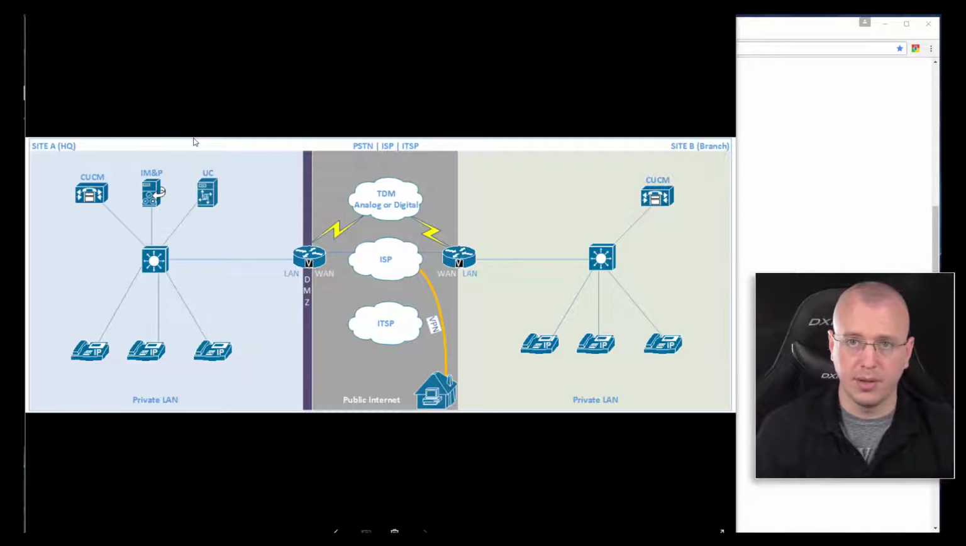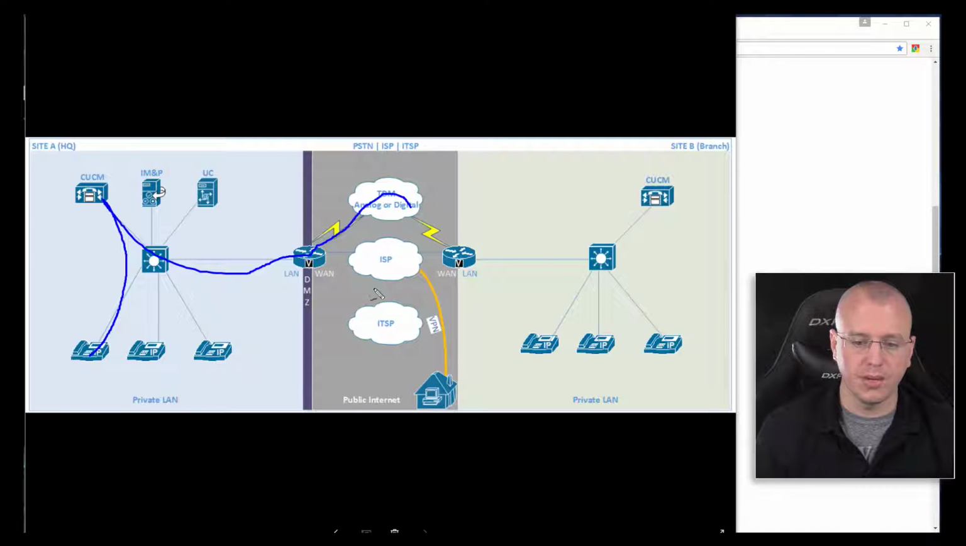But for our lab purposes, what we have been doing is we have a single site, and we initially set up our phones to get the dial plan information from CUCM, go to SIP trunk to Cube, and then it would use the FXO or PRI to our PSTN number, our virtual PSTN number.